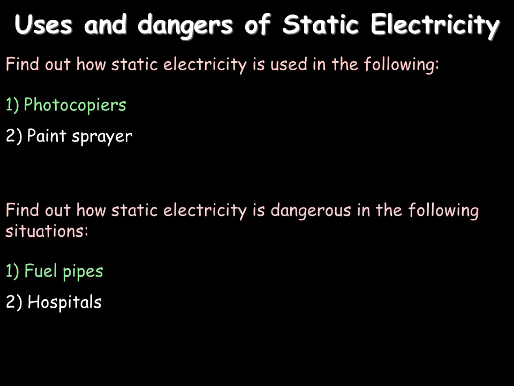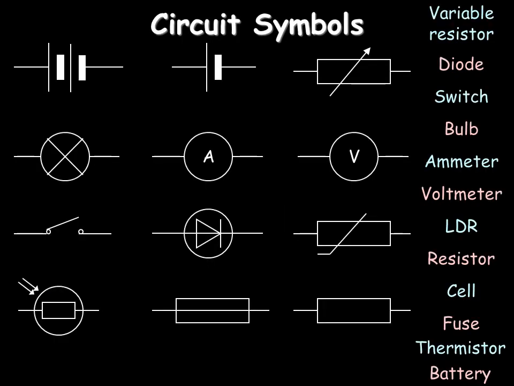Static electricity is also dangerous in a few situations. Fuel pipes. Static electricity can cause sparks, and if the spark is caused where there's a potential danger because there's fuel or gas, then you could get an explosion. So it's important that when you refuel your car or refuel aeroplanes, there is no chance of any static electricity build-up producing a spark which could cause an explosion. And in hospitals also, you don't want static electricity to interfere with the equipment.